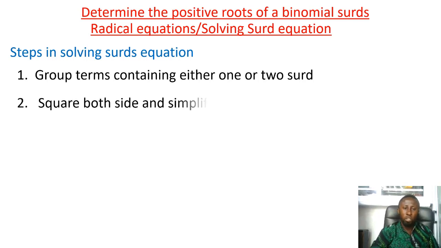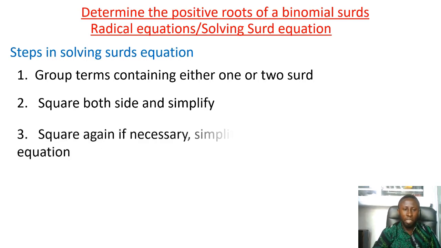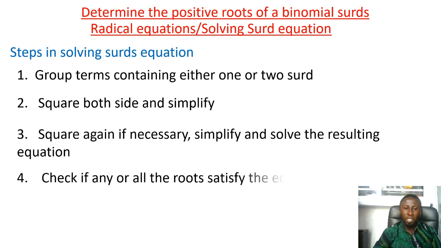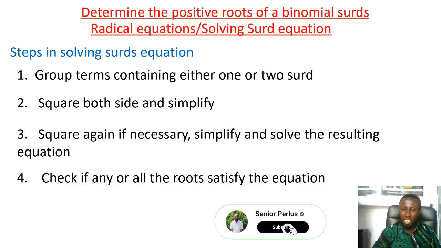Then the second step: square both sides and simplify. The reason why we square is in order to remove the square root. Then we square again if it is necessary, solving the resulting equation. If after squaring both sides and simplifying we still have a square root, we have to square again. Finally, check if any or all the roots satisfy the equation. So the solution or the roots that you get, check whether they satisfy the equation. If not, then it's not a solution of the equation.